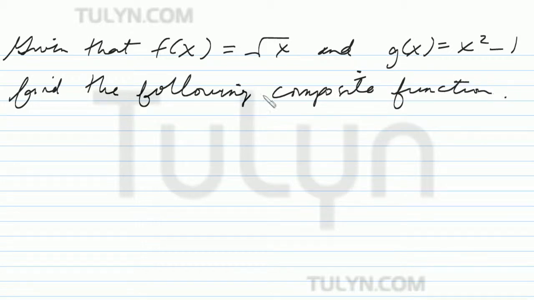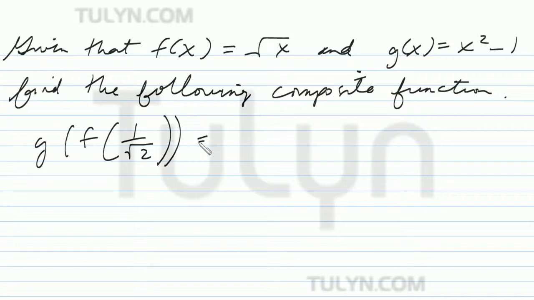Okay, so let's see. We're given g of f of 1 divided by radical 2. Now, what you do first is inside first, right? The innermost parentheses. So number 1, innermost parentheses.